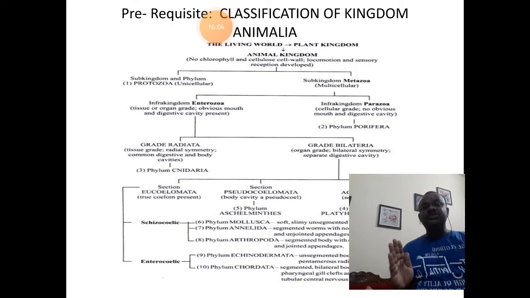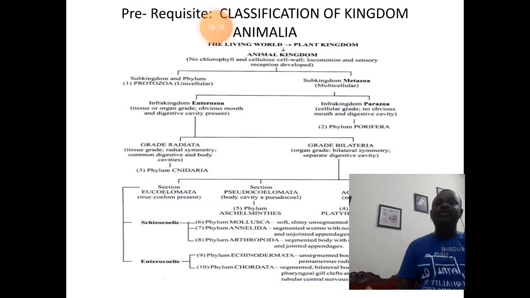Students, remember, the radiata group of organisms includes phylum Cnidaria, Coelenterata, whose body is made up of tissue grade of body organization, and they have the symmetry called radial symmetry. So Coelenterates are the group of organisms exhibiting tissue grade of body organization with radial symmetry. Whereas bilaterians are the organisms which exhibit the organ system grade of body organization with bilateral symmetry.